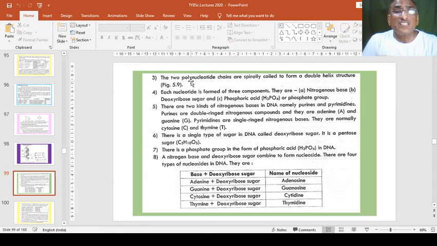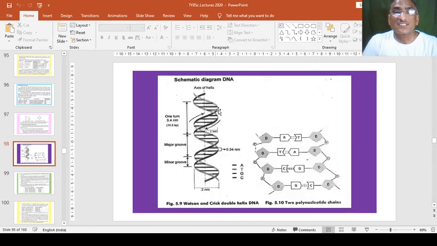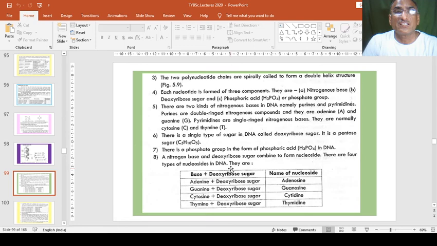The two polynucleotide chains are spirally coiled to form a double helix structure. Therefore, this is called the double helix structure. Two coils are there. Each nucleotide is formed of three components. We have already seen which are those. First is nitrogenous bases like adenine, thymine, guanine; second, deoxyribose sugar; and third, phosphoric acid, H3PO4 group, or we can say phosphate group. So these are the three major components of nucleotides.